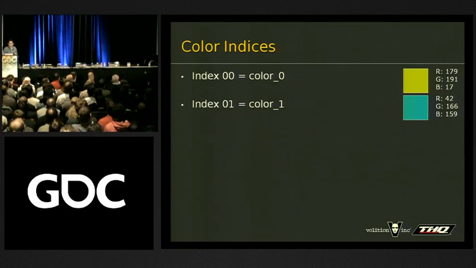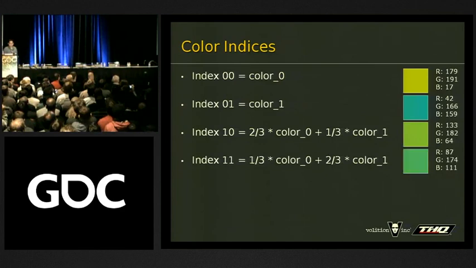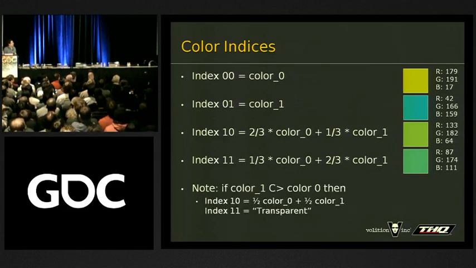So the indices, index 0 is the first color that you've stored. Index 1 is the second color, very simple. Index 2 is a 2/3 blend between color 0 and 1/3 of color 1. And index 3 is a 1/3 blend of color 0 and 2/3 of color 1. So you can see with the 2 endpoints for 0 and 1, those are the interpolated colors we'd have available to us.